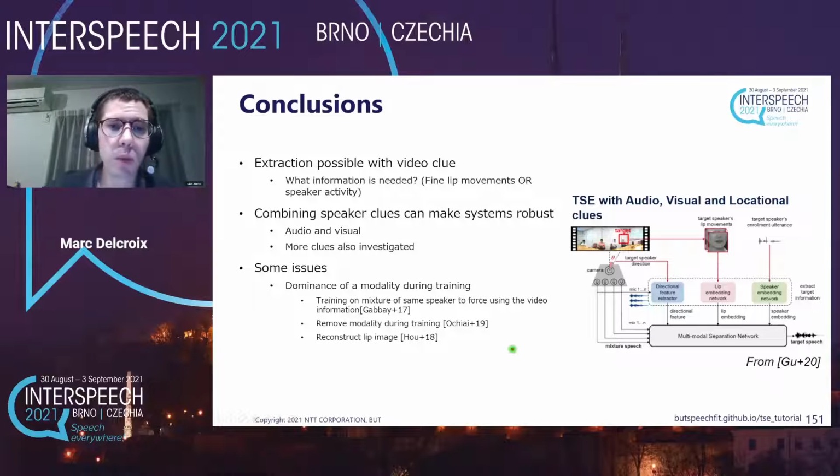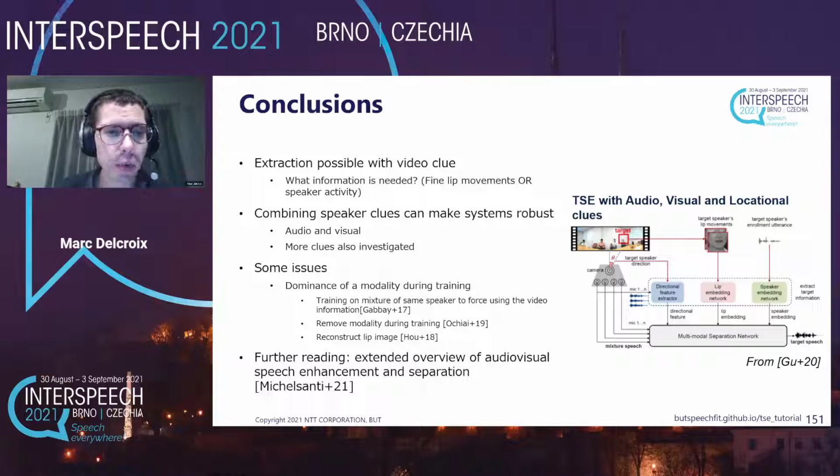There are some issues when using a multimodal approach. For example, one of the issues is that one of the clues may be dominant during training. If it's easier to solve the task using only the audio clues during training, the system may not be trained to use the video correctly. So the training needs to be carefully designed so that the model learns to use both clues.